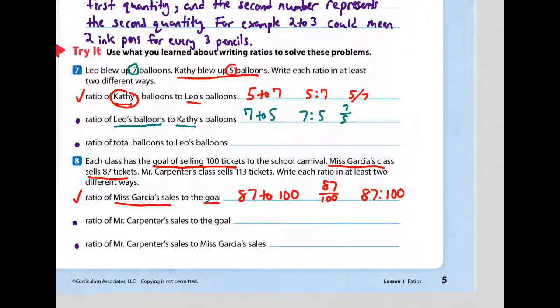The next one says the ratio of total balloons to Leo's balloons. So to find the total, did you add up Leo and Kathy's balloons? So remember, Leo had 7 balloons, right? Kathy blew up 5. So if you add those together, you'll get the total, and 7 plus 5 is 12. So the ratio of total balloons, I need to have the 12 first, to Leo's balloons. And remember, Leo blew up 7 balloons. So it's 12 to 7, 12 to 7, and 12 to 7. So remember, it's important to get the numbers in the same order that the words came in the problem.